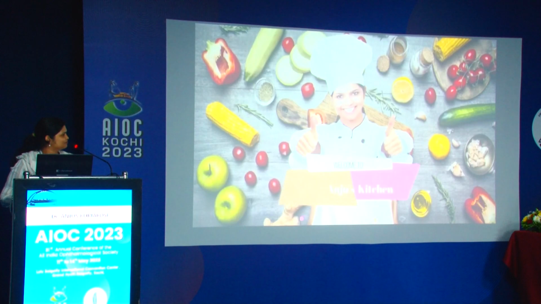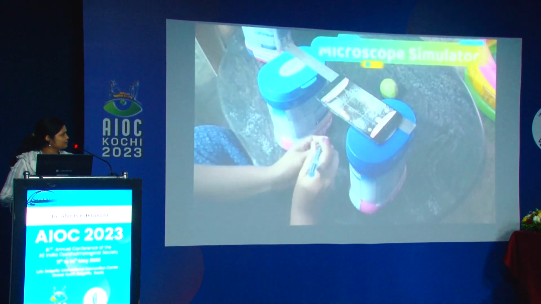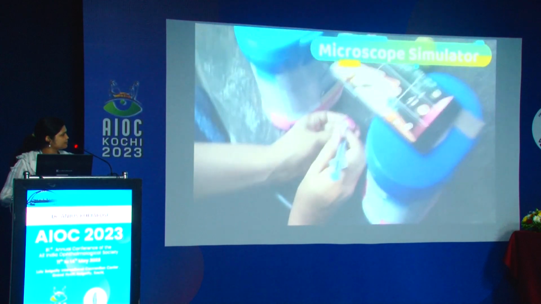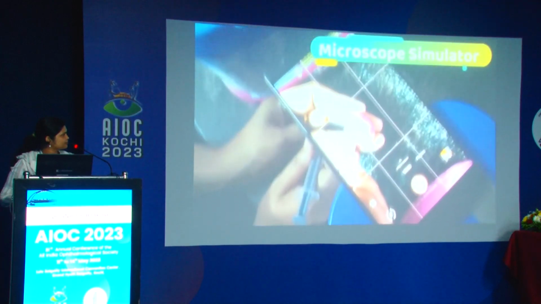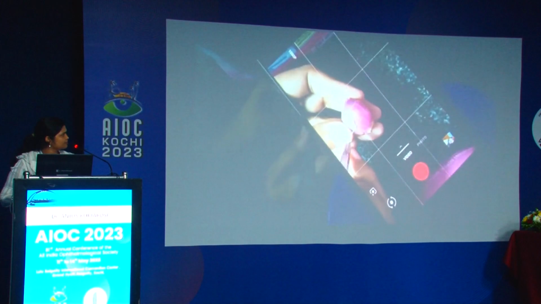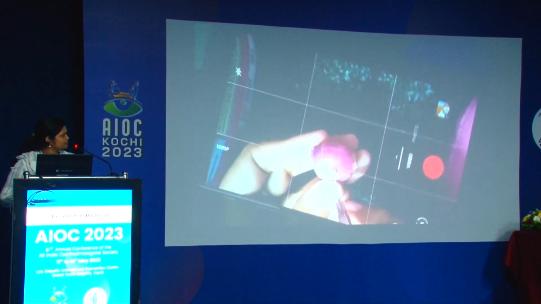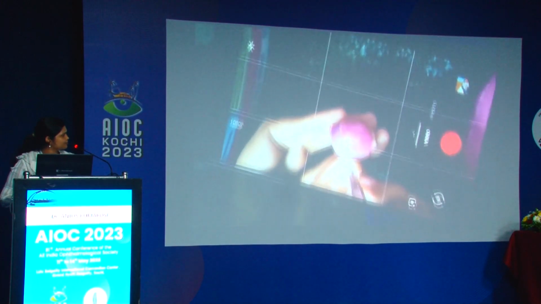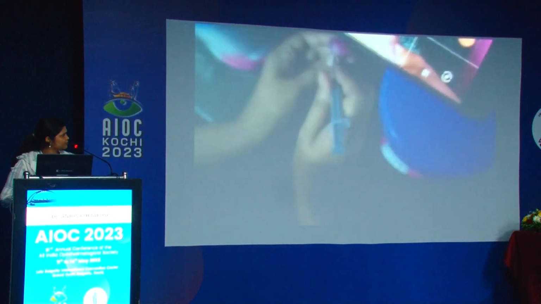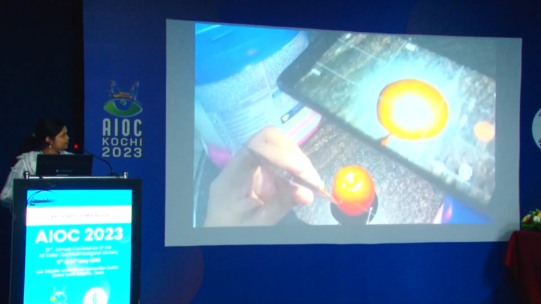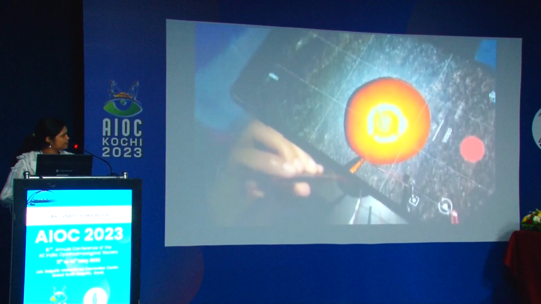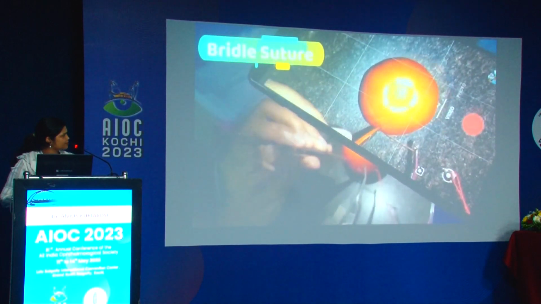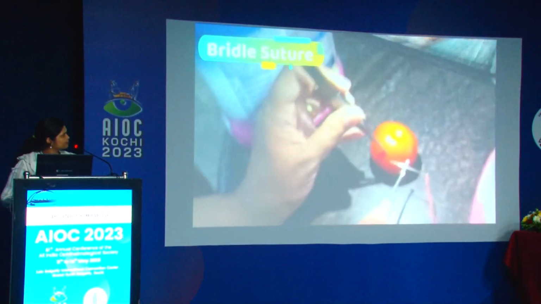Welcome to Anju's Kitchen. You can simulate the feel of a microscope by putting a smartphone between two boxes with the video mode and flash on. This gives magnification, illumination, and allows you to record your surgeries. A tomato with needle and thread can be used to practice superior rectus bridle sutures.